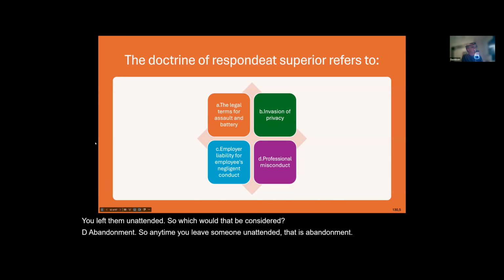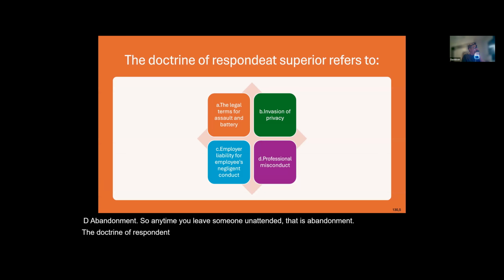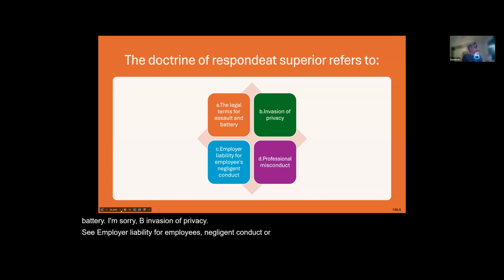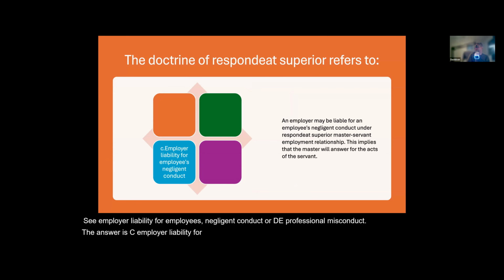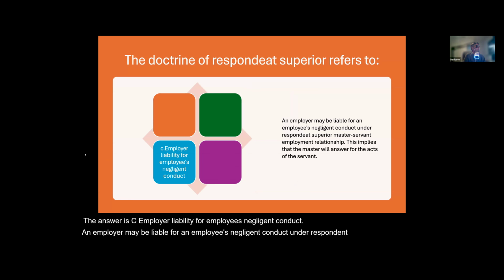The doctrine of respondent superior refers to A, the legal terms for assault and battery, B, invasion of privacy, C, employer liability for employees' negligent conduct, or D, professional misconduct. The answer is C, employer liability for employees' negligent conduct. An employer may be liable for an employee's negligent conduct under respondent superior, master servant employment relationship. This implies that the master will answer for the acts of the servant.